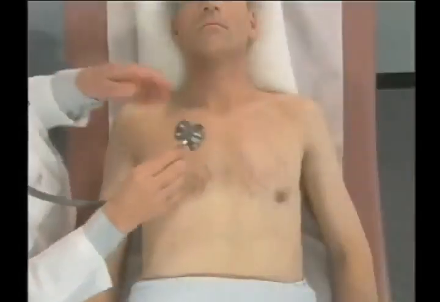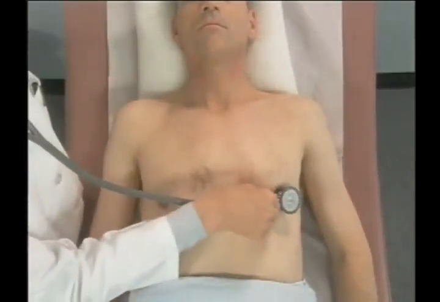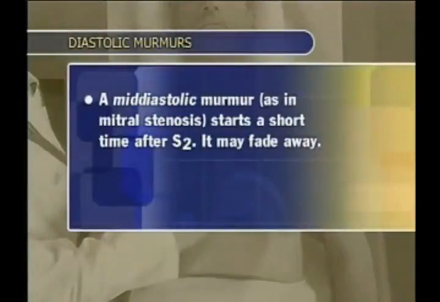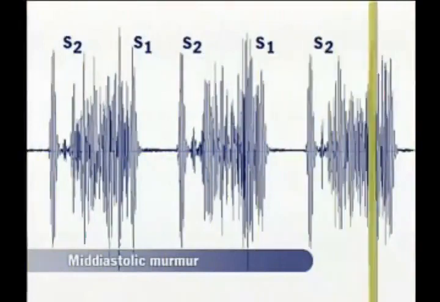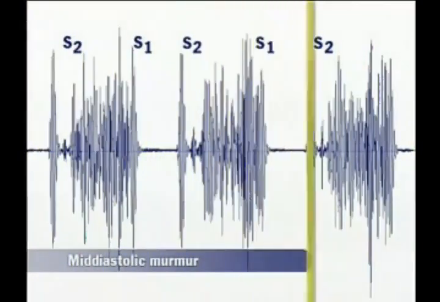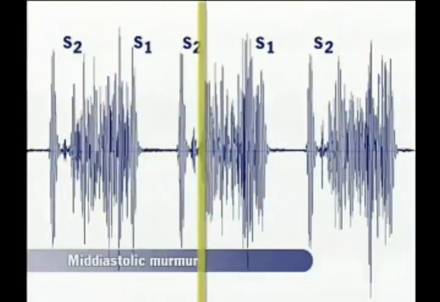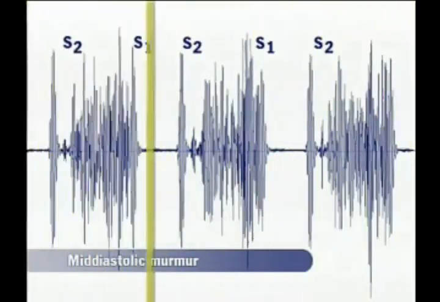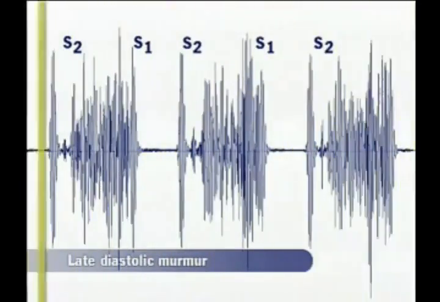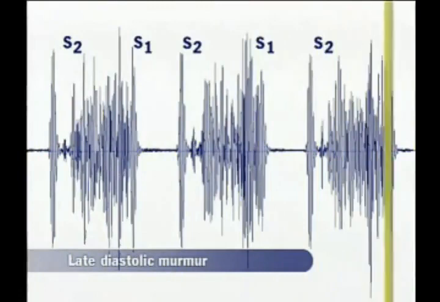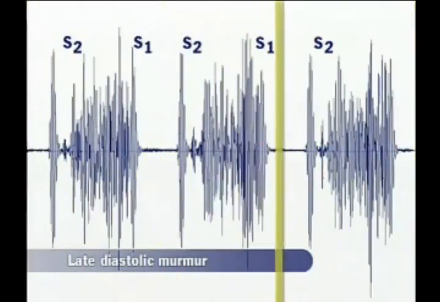A mid-diastolic murmur, as in mitral stenosis, starts a short time after S2. It may fade away, as heard here. Or it may merge into a late diastolic murmur. A late diastolic murmur, as heard with mitral stenosis, starts late in diastole and typically continues up to S1.